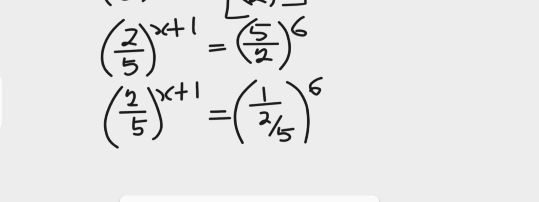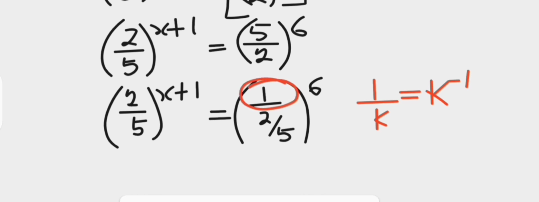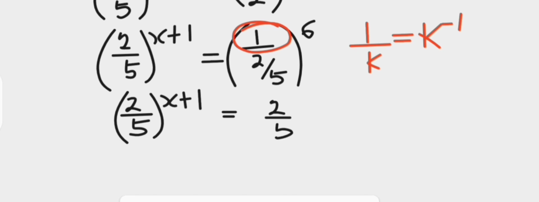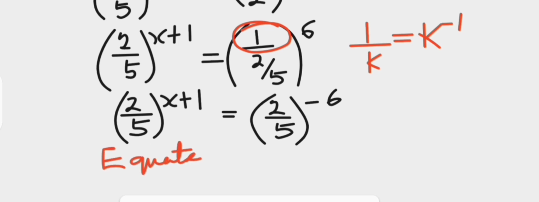Now, when we have reciprocals, according to one of the laws of exponents and powers, when we have 1 over k, 1 over k can be written as k raised to power negative 1. So we're going to be expressing the right-hand side with this reciprocal as raised to power minus 6, so that we have (2/5) raised to power x plus 1, and on the right-hand side we're going to have (2/5) raised to power negative 6, so that at this point we can equate the exponents.